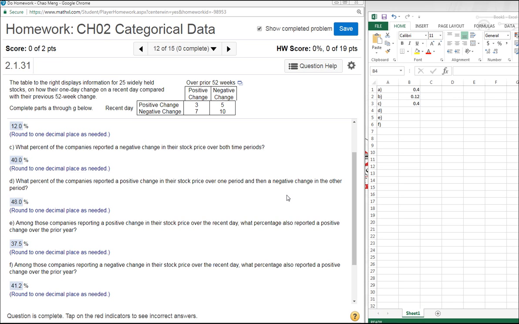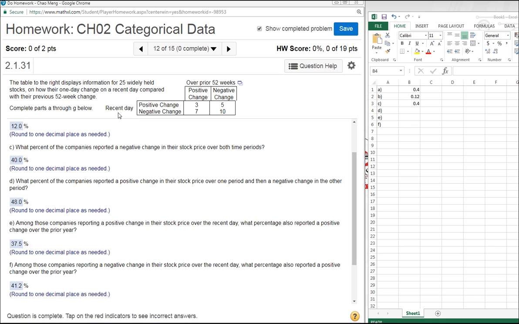This question is a little bit tricky, so we have to find two numbers. There are two possibilities. We are talking about two periods, so we have to look at both variables. Basically it's one positive change and one negative change. The first possibility is that in the recent day it's a positive change, and in the other period, which is the prior 52 weeks, it has to be a negative change. Positive change and negative change gives us the number 5. This is one possibility.